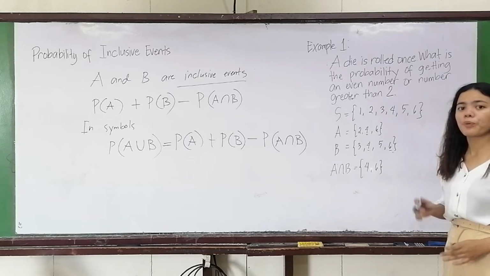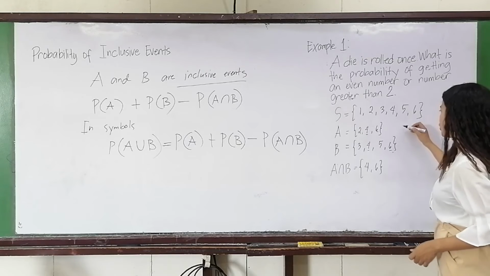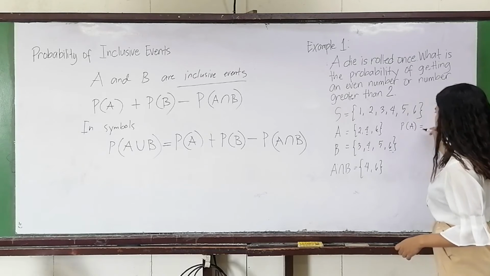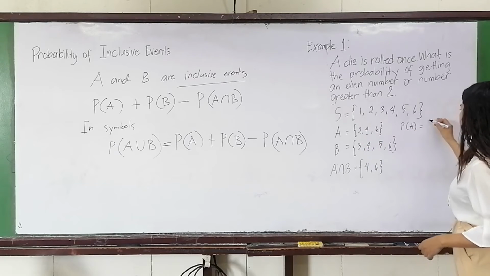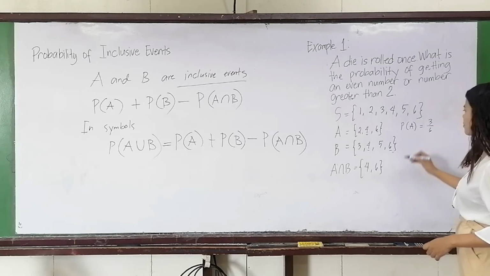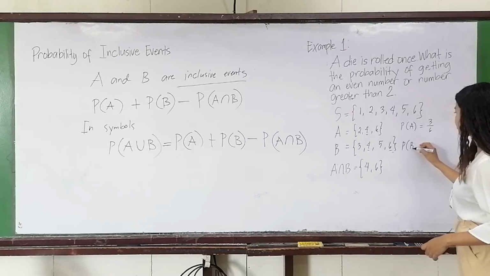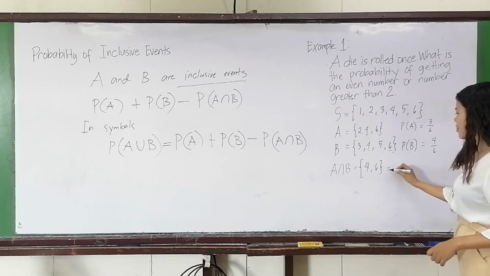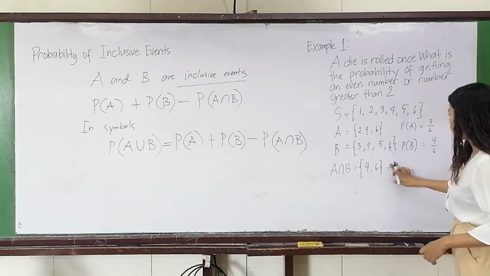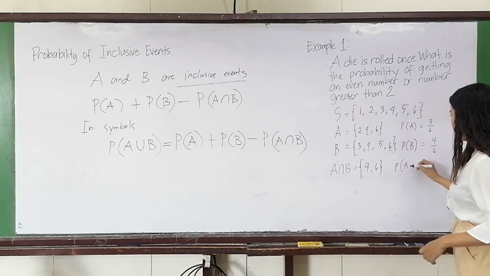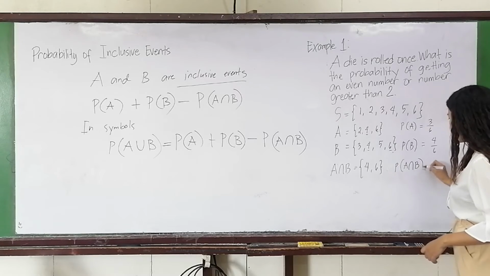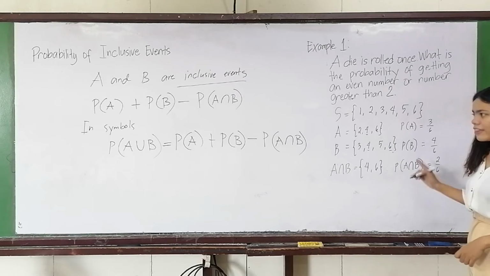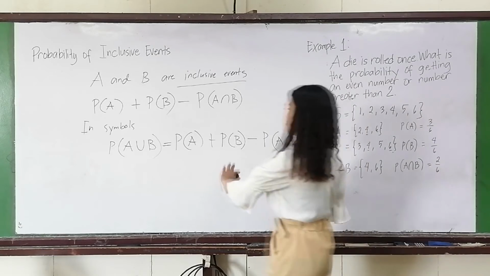So next we get the probability of each event. So we have P of A is equal to 1, 2, 3, so 3 over 6. P of B, we have 4 over 6. And then P of A intersection B is equal to 2 over 6. Then we use our formula.